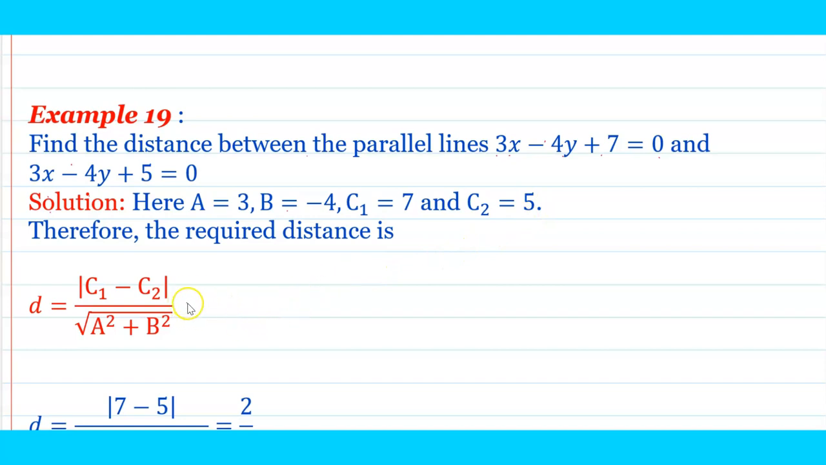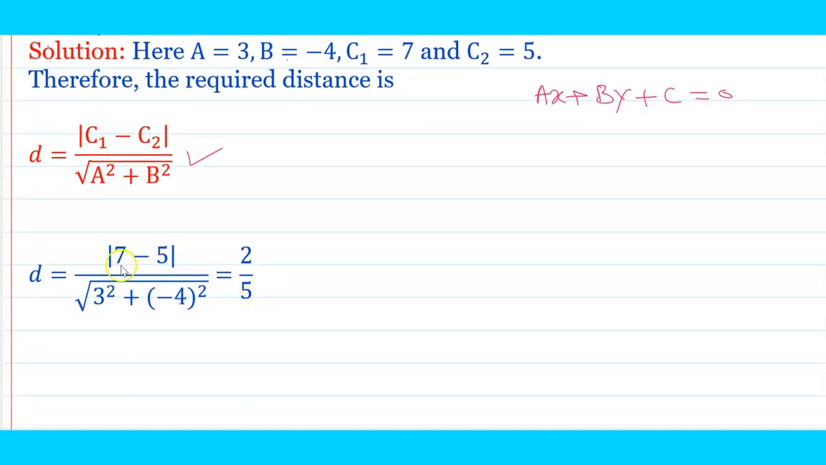Therefore we apply the formula d = |c1 - c2| over the square root of a squared + b squared. Here the form of the equation of the line is ax + by + c = 0. Substituting the values, |7 - 5| is 2, over the square root of 3 squared plus (-4) squared, you will get 5, which gives d = 2 by 5.